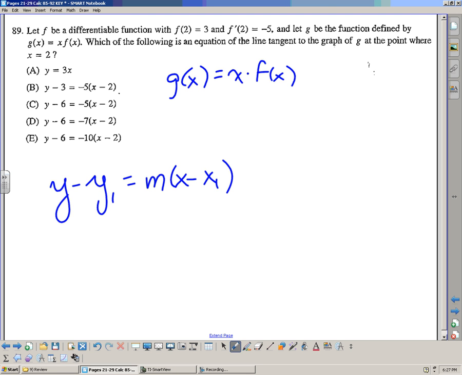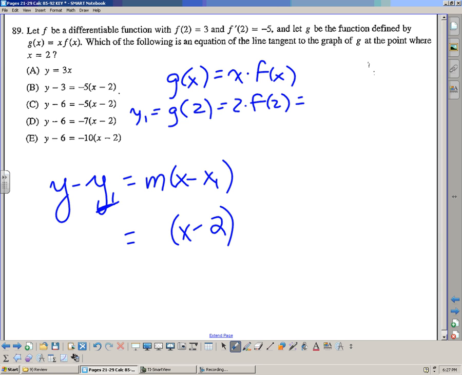Well, they told us f of 2 is 3, but remember, g of x is x times f of x. So first of all, we know that we're getting the tangent line at 2, so I'm going to put that in, x minus 2. And now here's the other thing. We have y1 and the slope. Well, y1 is the y-coordinate of g when x is 2. That would be g of 2, so this would give us the y1. g of 2 is 2 times f of 2. f of 2 is 3, so 2 times 3 is 6. So we have y minus 6 equals m.